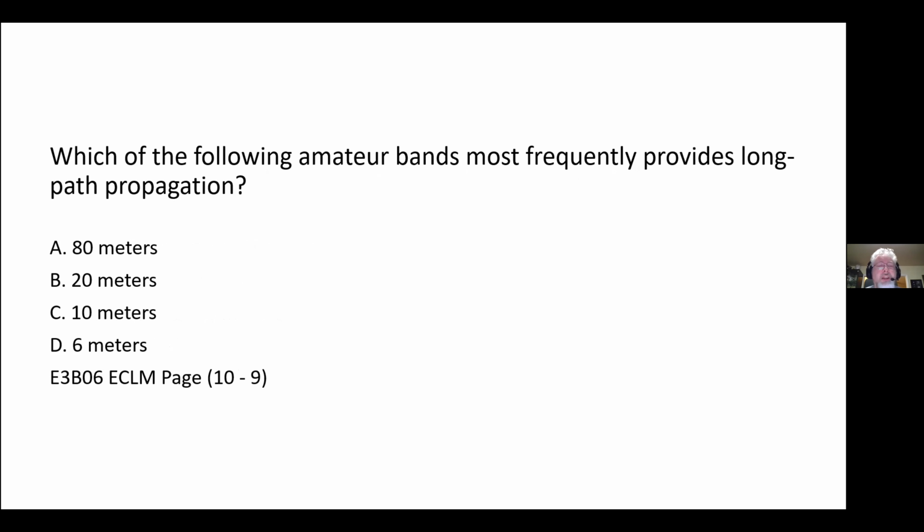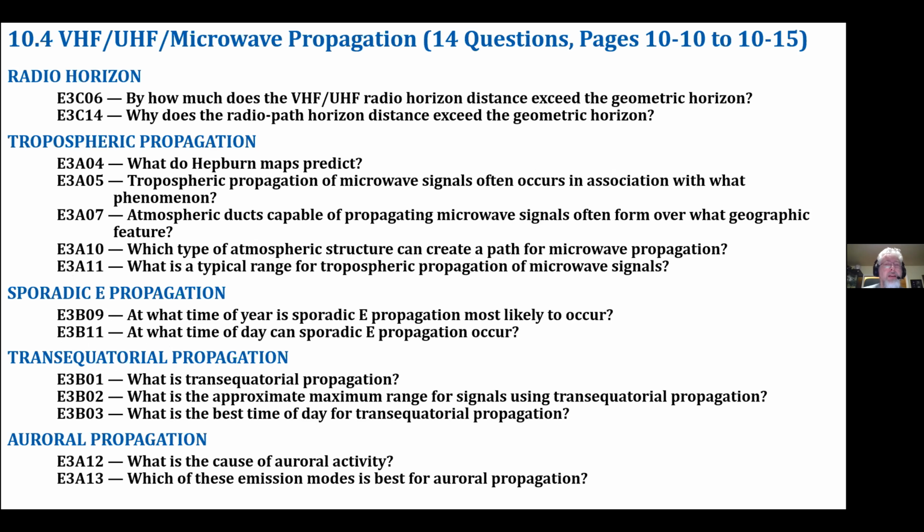Which of the following amateur bands most frequently provides long path propagation? A, 80 meters, B, 20 meters, C, 10 meters, or D, 6 meters? Bravo, 20 meters is correct. 14 more questions.